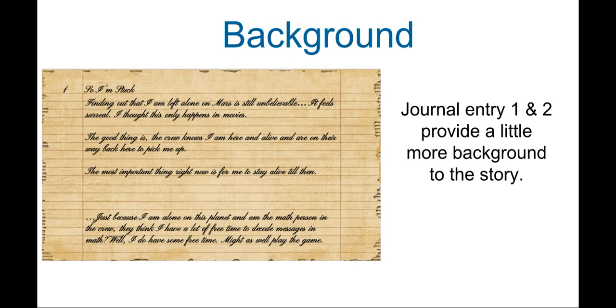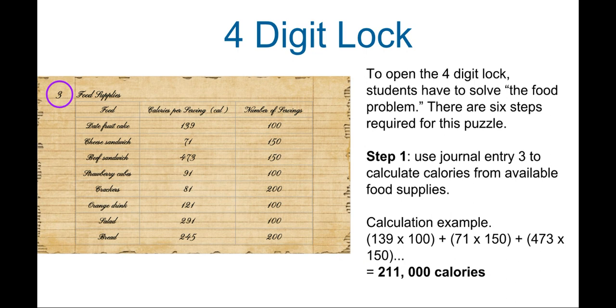Journal entries 1 and 2 provide more background to the story. To open the 4-digit lock, students have to solve the food problem. There are 6 steps for this puzzle, and journal entries 3, 4, and 5 are needed. The overall goal of this problem is to calculate how much food is available and how much food needs to be generated in order to last till rescue day.